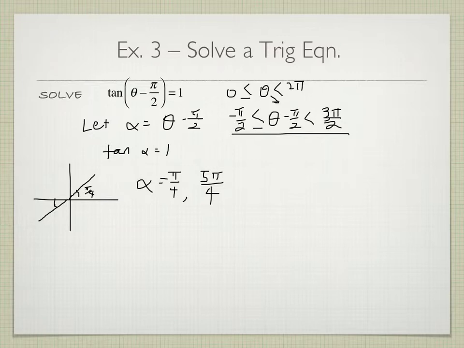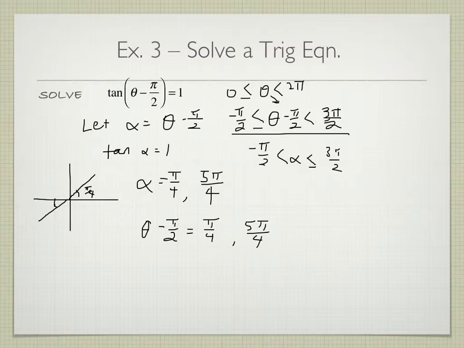These are the two solutions that we're going to see, because once we go past that and come back to 3 pi over 2, there are no more values. So those are my two answers, when alpha is between minus pi over 2 and 3 pi over 2. And then we have to convert this back into theta. We're going to convert these back by adding. Notice that theta minus pi over 2 is equal to pi over 4 and 5 pi over 4.